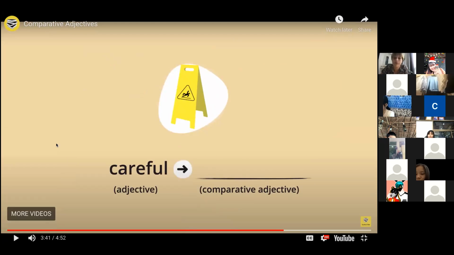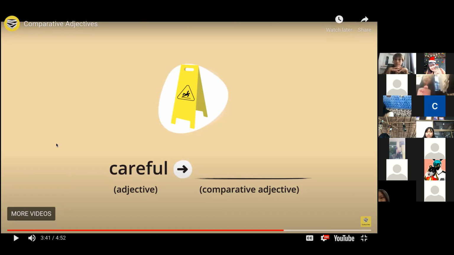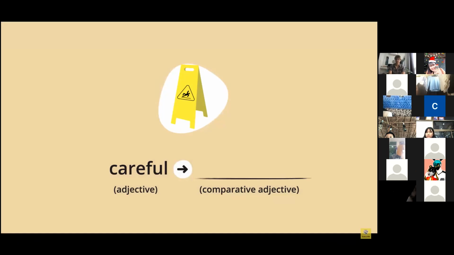All right, we have careful. We're going to do what with careful? Careful is a two-syllable word. What are we going to put before careful? Are we going to put more before, or are we going to put er at the end? More careful. Nice work, Tan Pom.